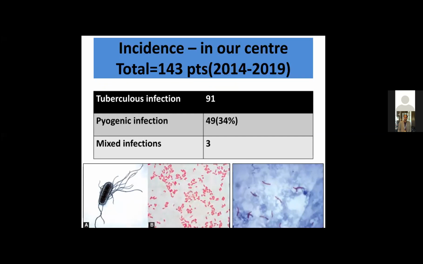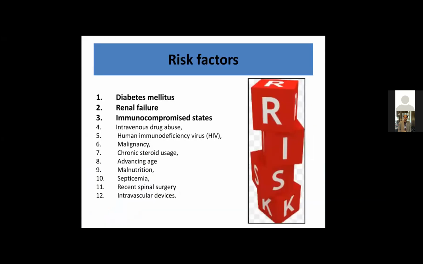Coming to the risk factors for pyogenic spondylodiscitis, the most common are diabetes mellitus, renal failure, and immunocompromised states. In my place, we see many patients on chronic steroid intake for many conditions coming up with infection. Coming to the pathophysiology, the most common route of infection is hematogenous spread, either via the spinal artery or via the paravertebral venous plexus.